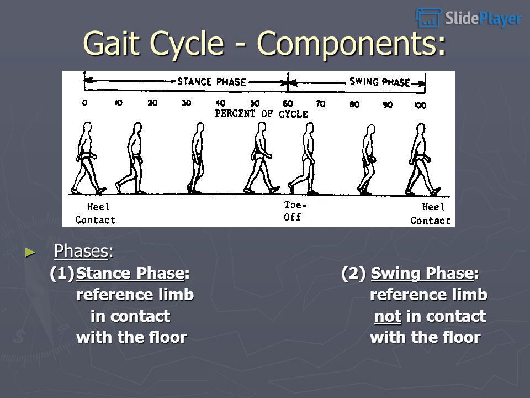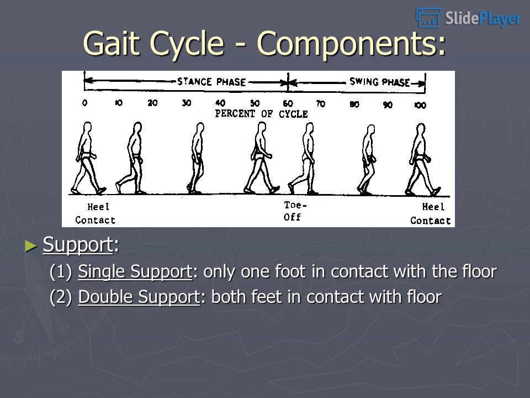Gait cycle, components. Phases: stance phase and swing phase. The reference limb is in contact or not in contact with the floor. Support: 1. Single support, only one foot in contact with the floor. 2. Double support, both feet in contact with the floor.